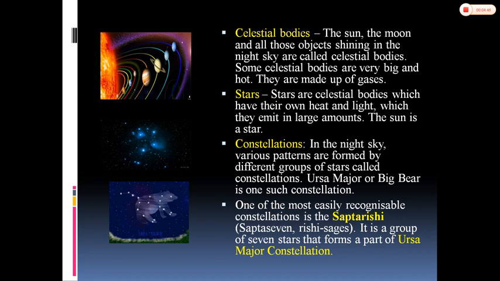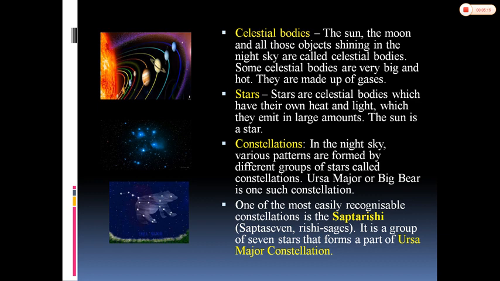The reason is that they are very far from the earth. The distance of the stars from the earth is counted in light years. Now you will ask, what is a light year? A light year is the distance that light crosses in 1 year. And you know very well the speed of light is 3 lakh kilometers in 1 second.